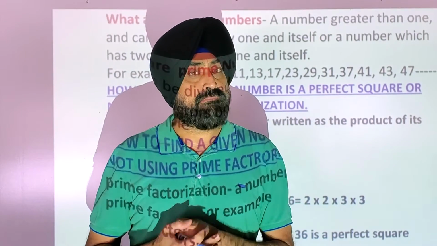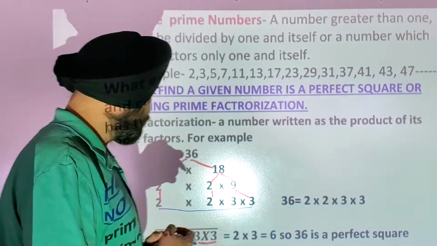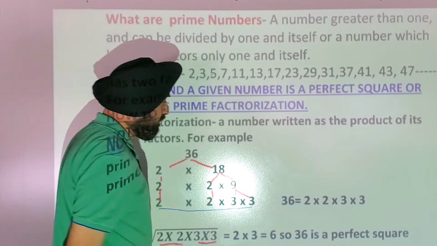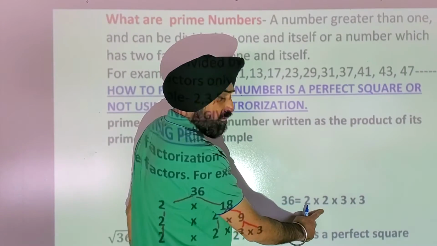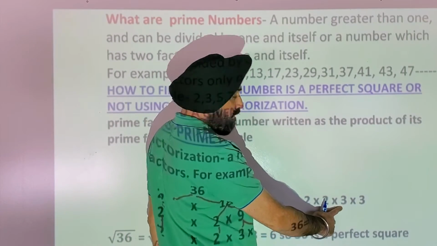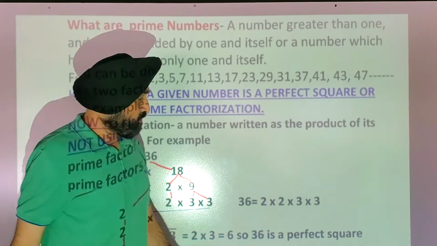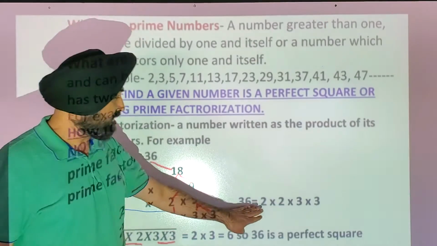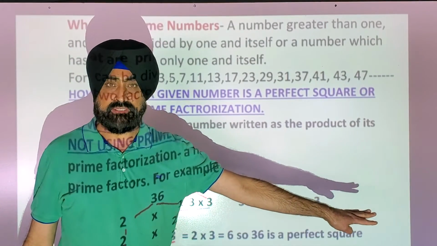Now let's see the importance of prime factorization. This is the prime factorization of 36. 2 times 2 is 4, 4 times 3 is 12, 12 times 3 is 36. So when they are all multiplied, you get 36. These are the prime factors.